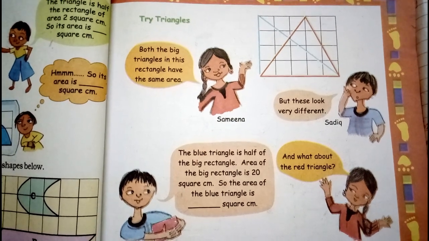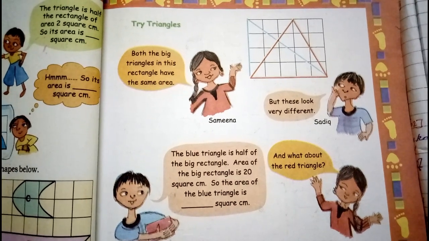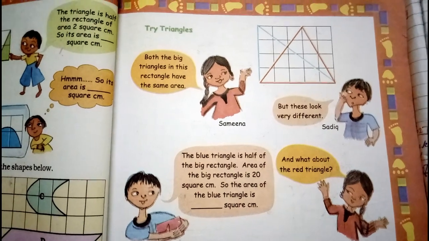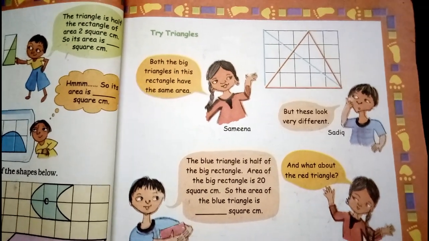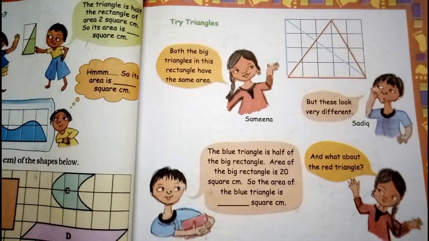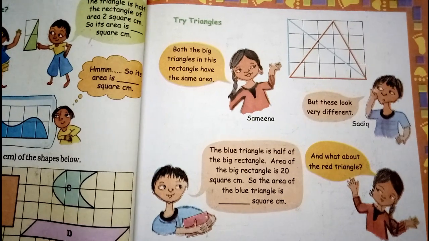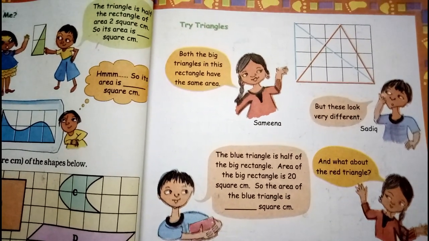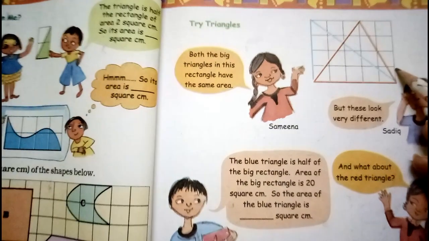Hello everyone. Today we will do some activities to find the area of irregular shapes from the textbook. Okay. Textbook page number 41. Triangles. Okay. On this page you can see two friends, Samina and Saqib. Both are talking. What are they talking about? They are talking about this figure first.